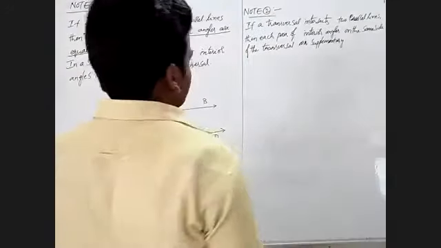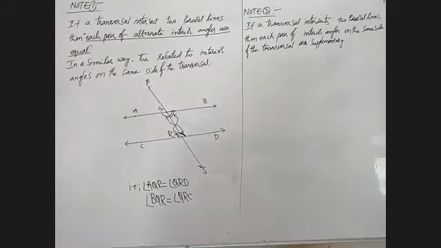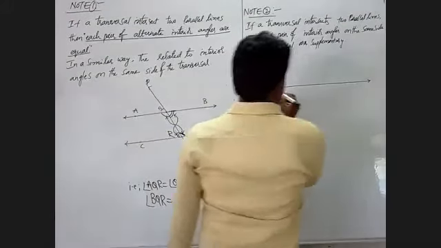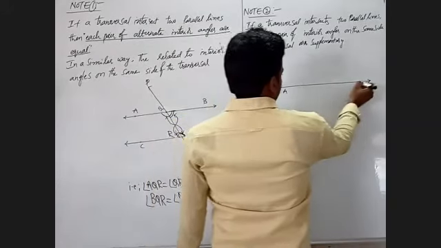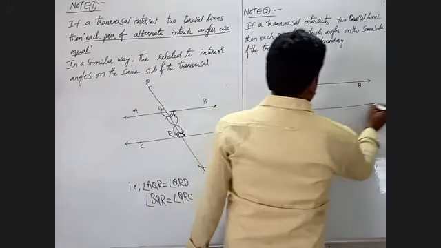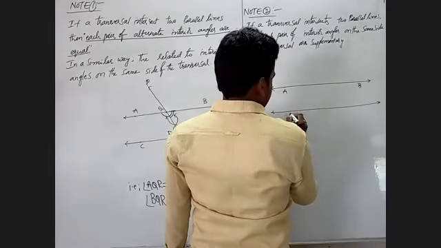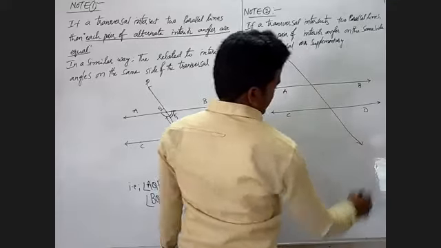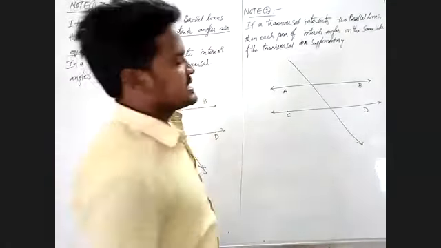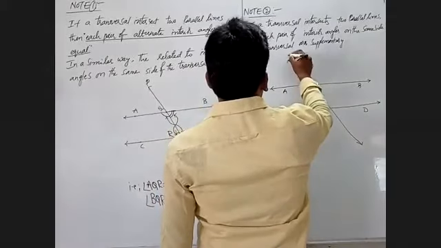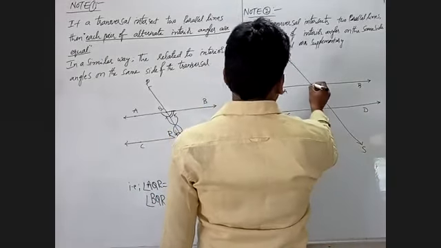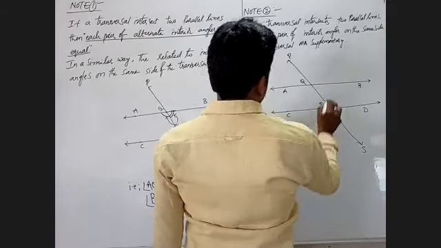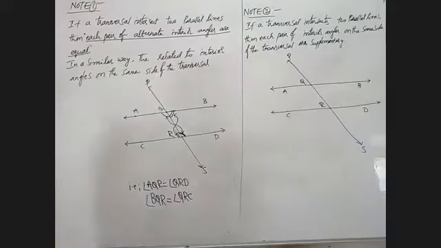After that, one more theorem is given. If a transversal intersects two parallel lines, again we will draw the figure. This is the given line AB. Then we will take the parallel line, this is the given parallel line. This is the given transversal, intersecting the two parallel lines at the points Q and R. This is the given transversal.